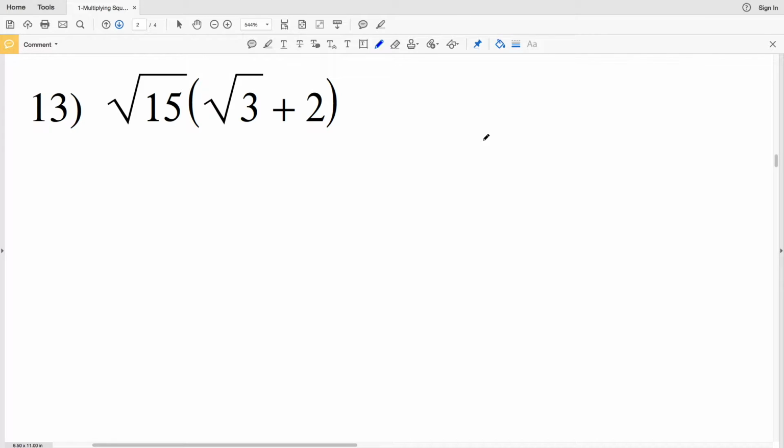In this video, we're going to be finishing the multiplying square roots worksheet on the KutaSoftware website, and this free worksheet is found within the Geometry tab. I'll leave a link in the description below so you know how to access that.